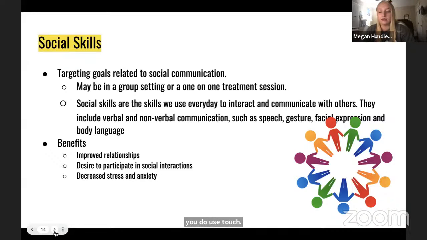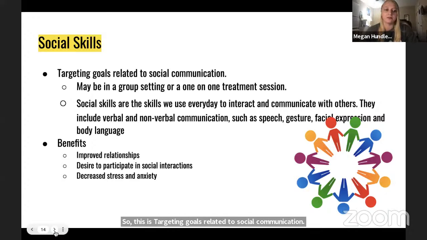And one of the other intervention techniques that I wanted to touch on in speech therapy is social skills. This is targeting goals related to social communication. Social skills may take place in a group setting or during a one-on-one treatment session. Social skills are the skills that we use every day to interact and communicate with others. So this includes verbal and nonverbal communication. It can include speech, gesture, facial expression, and body language.